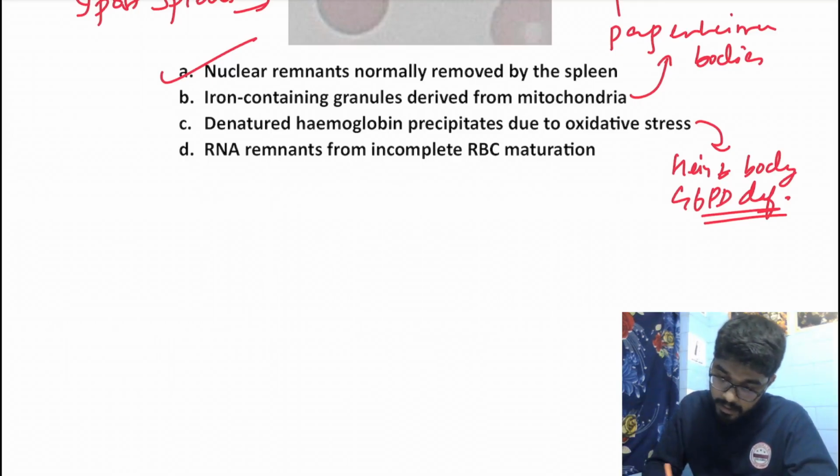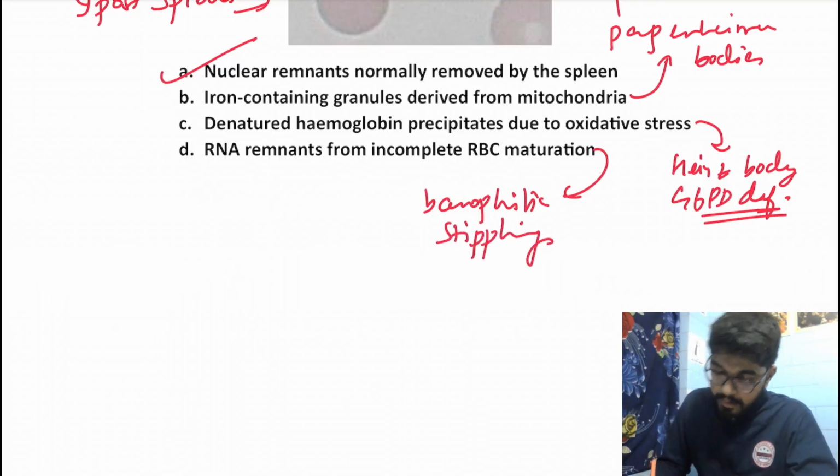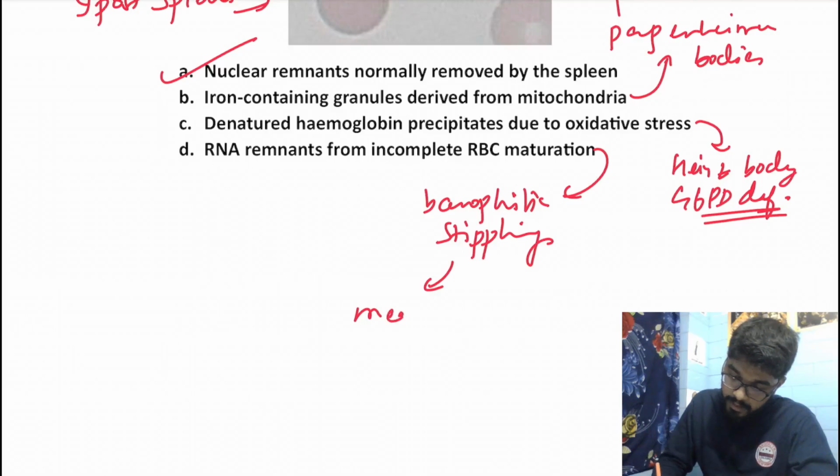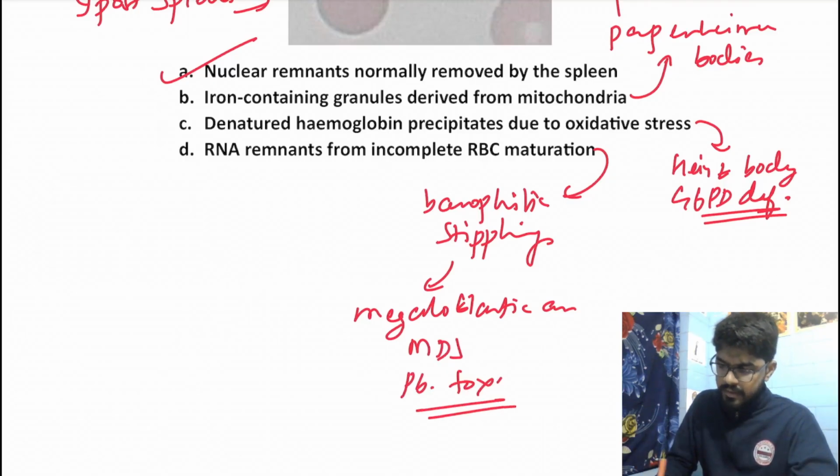Okay. And RNA remnants from incomplete maturation, right? These are basophilic stippling. Right? These basophilic stipplings are seen in megaloblastic anemia. They can also be seen in myelodysplastic syndrome as well as lead poisoning or lead toxicity.